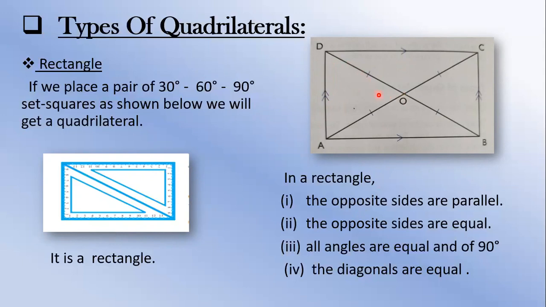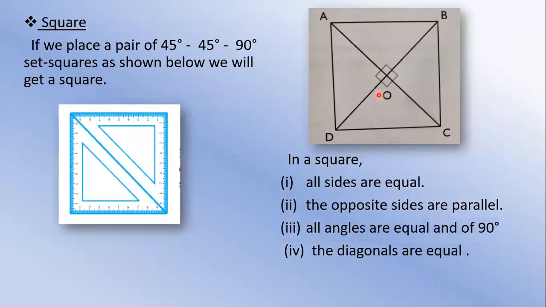Okay, you have to learn the properties of all these quadrilaterals. The diagram, you have to write them in the notebook also. So opposite sides are parallel, opposite sides are equal, angles are equal and they are of 90 degrees, and diagonals are equal. Now we will see the next quadrilateral, that is a square.